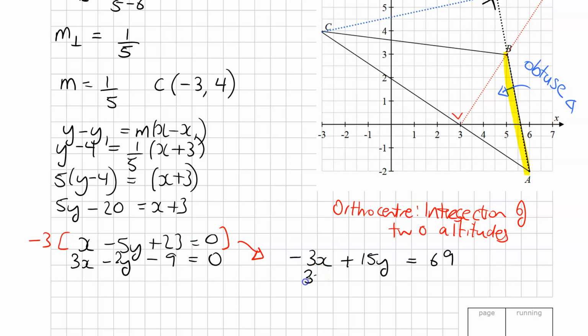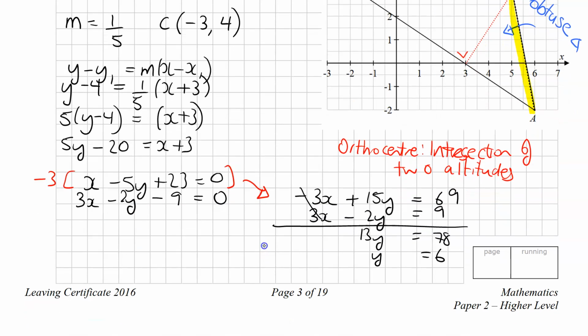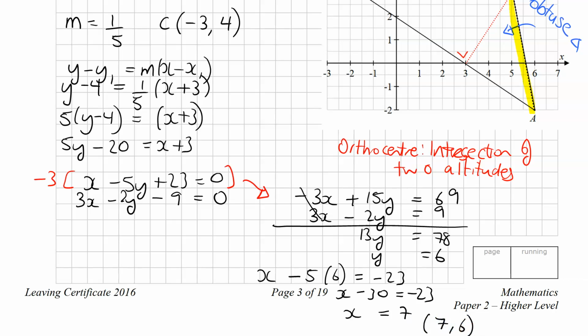And then my other one, 3x minus 2y equals 9. The x terms disappear, and I get 13y equals 78. So y is equal to 6. And then to go with that y, I'll just find an x. So x minus 5 times 6 equals minus 23. x minus 30 equals minus 23. So x is equal to 7. So that means (7, 6) is the orthocenter that we require.